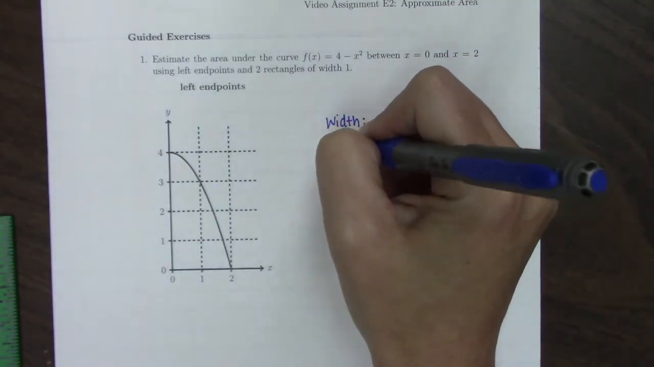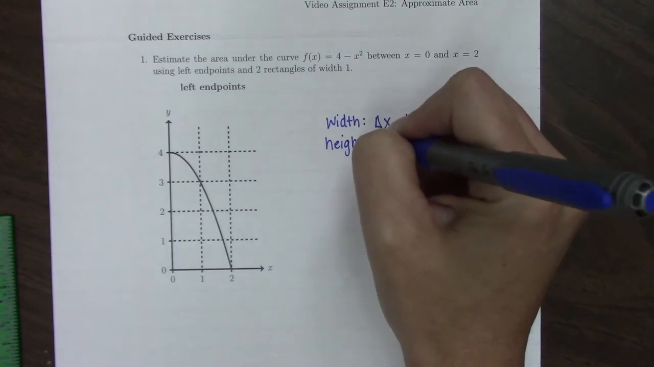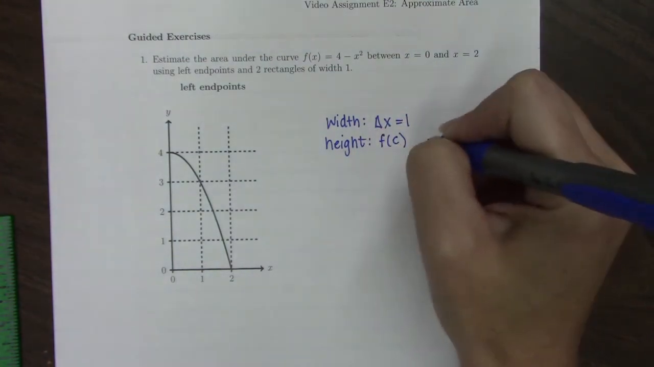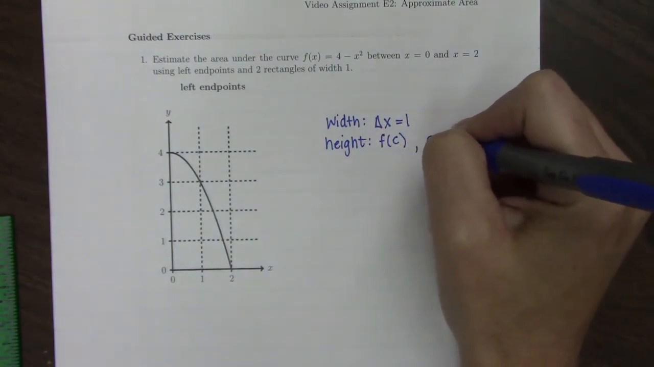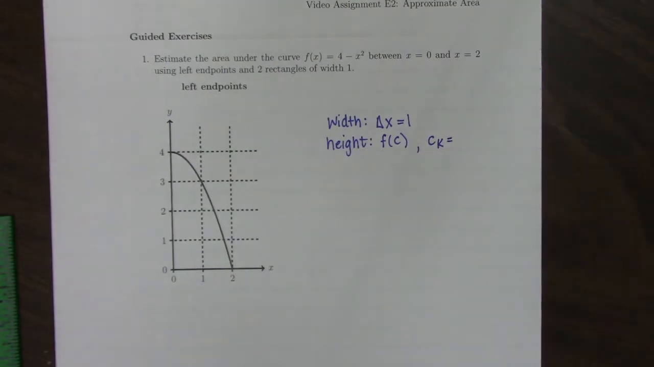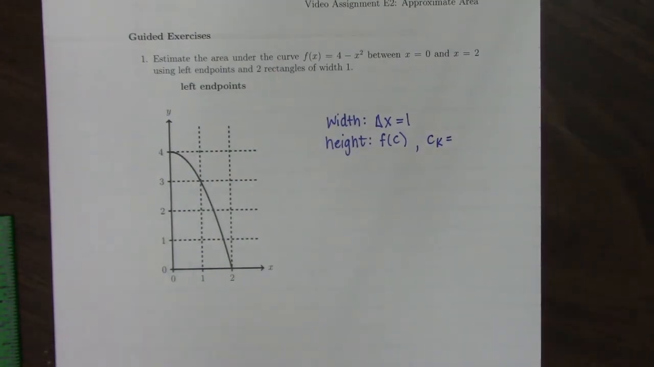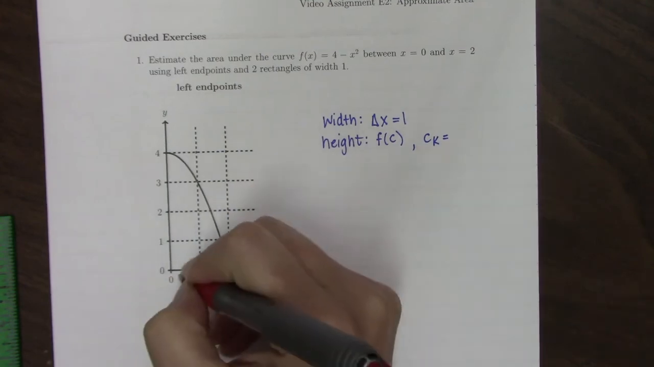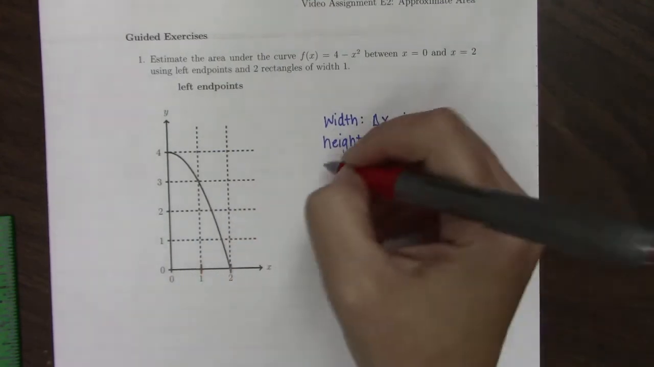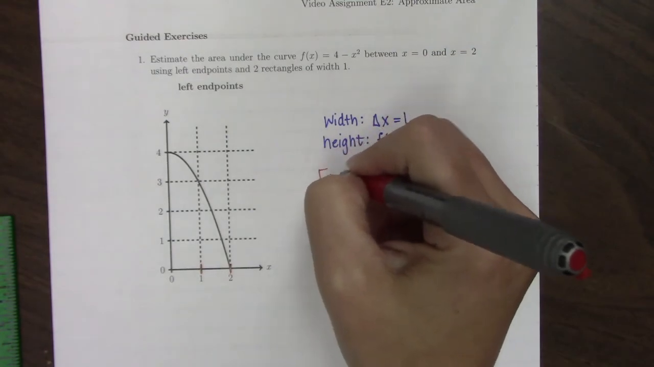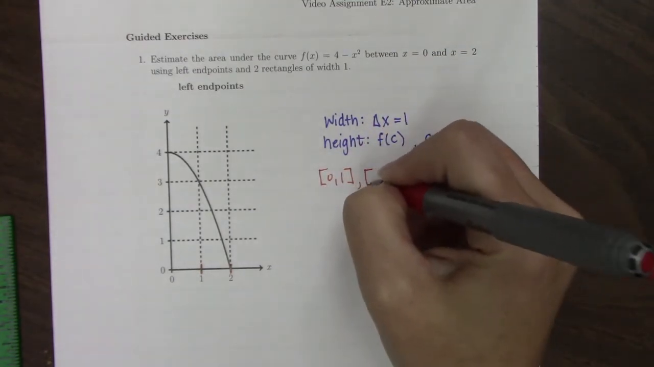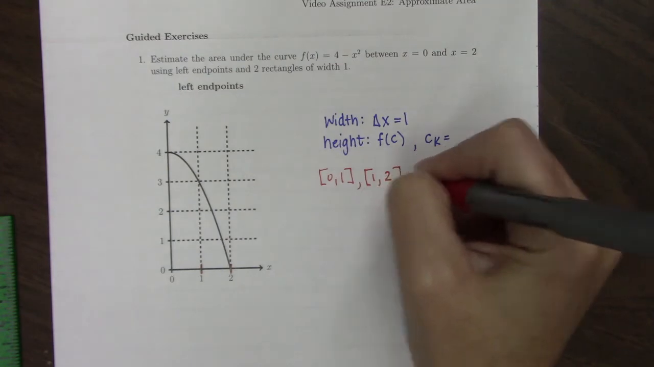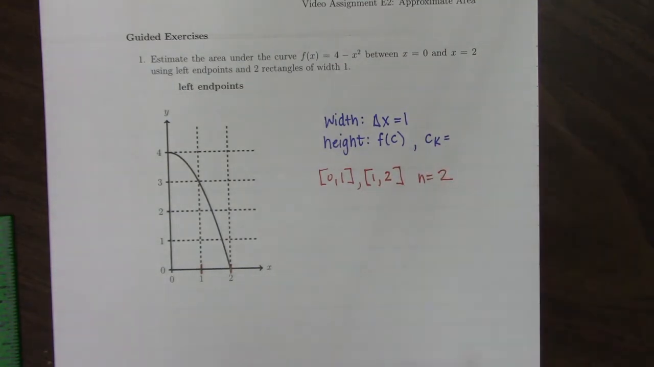The heights of each rectangle are going to be f of c_k, where my c_k values, right, we need to figure this out. So this says to use left endpoints. So my rectangle widths are going to be from 0 to 1 and 1 to 2. Those are my subintervals, right, because n equals 2.